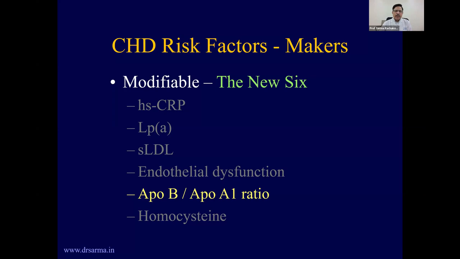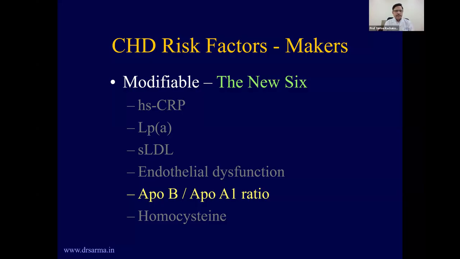Then there's one thing called the ApoB by ApoA1 ratio. B is a bad protein, A1 is a good apoprotein. If B is more and A1 is less, the ratio will be more than 1. ApoB by ApoA1 ratio, more than 1 says that bad proteins ApoBs are more compared to apoprotein A1. Normally, ApoA1 should be more than the ApoB. That means the ratio should be less than 1. If the ratio is more than 1, it is atherogenic.